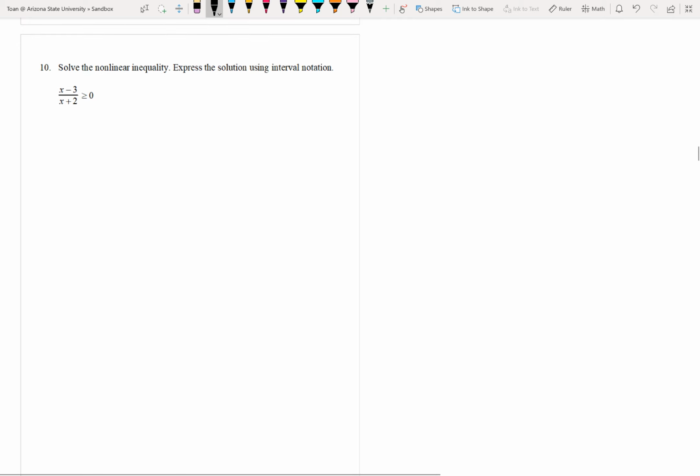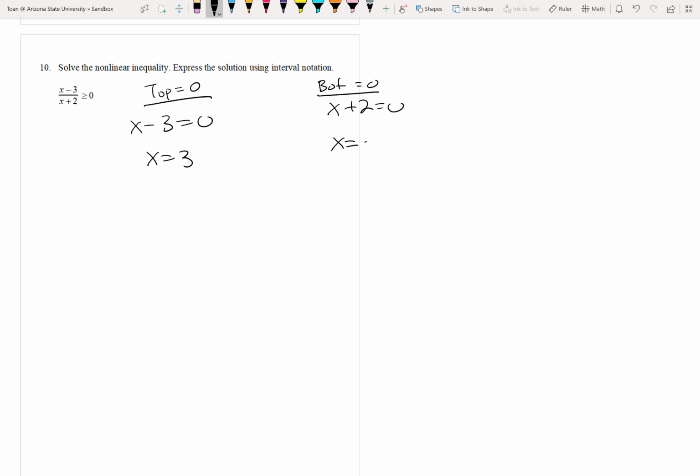Number 10 is a nonlinear inequality, specifically a rational inequality. The idea is that you want 0 on one side and everything clustered together as one fraction, which in this case is done. We do have one giant fraction. Next, we find our critical values by separately setting the top equal to 0 and then the bottom equal to 0. Setting the top equal to 0, that's x equals 3. Setting the bottom equal to 0, x equals negative 2.